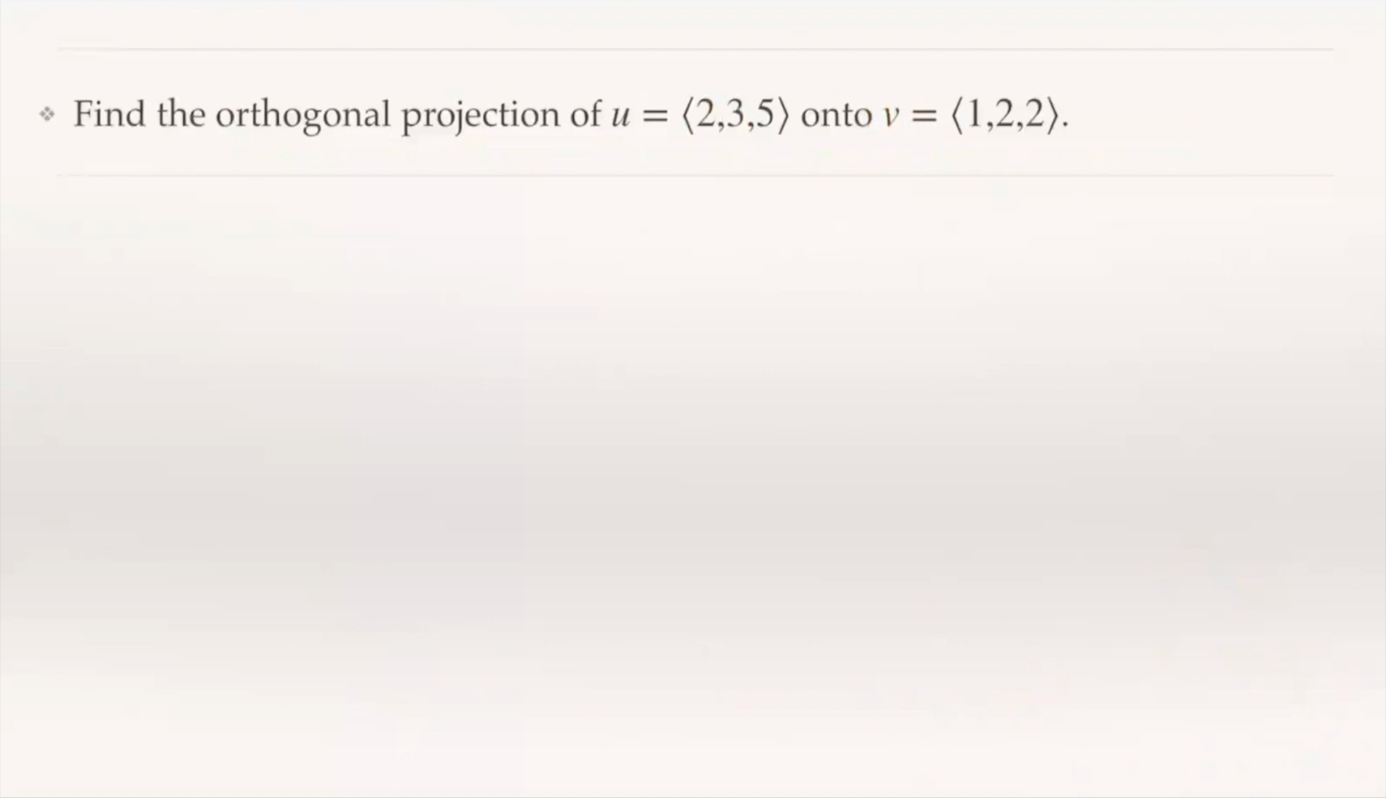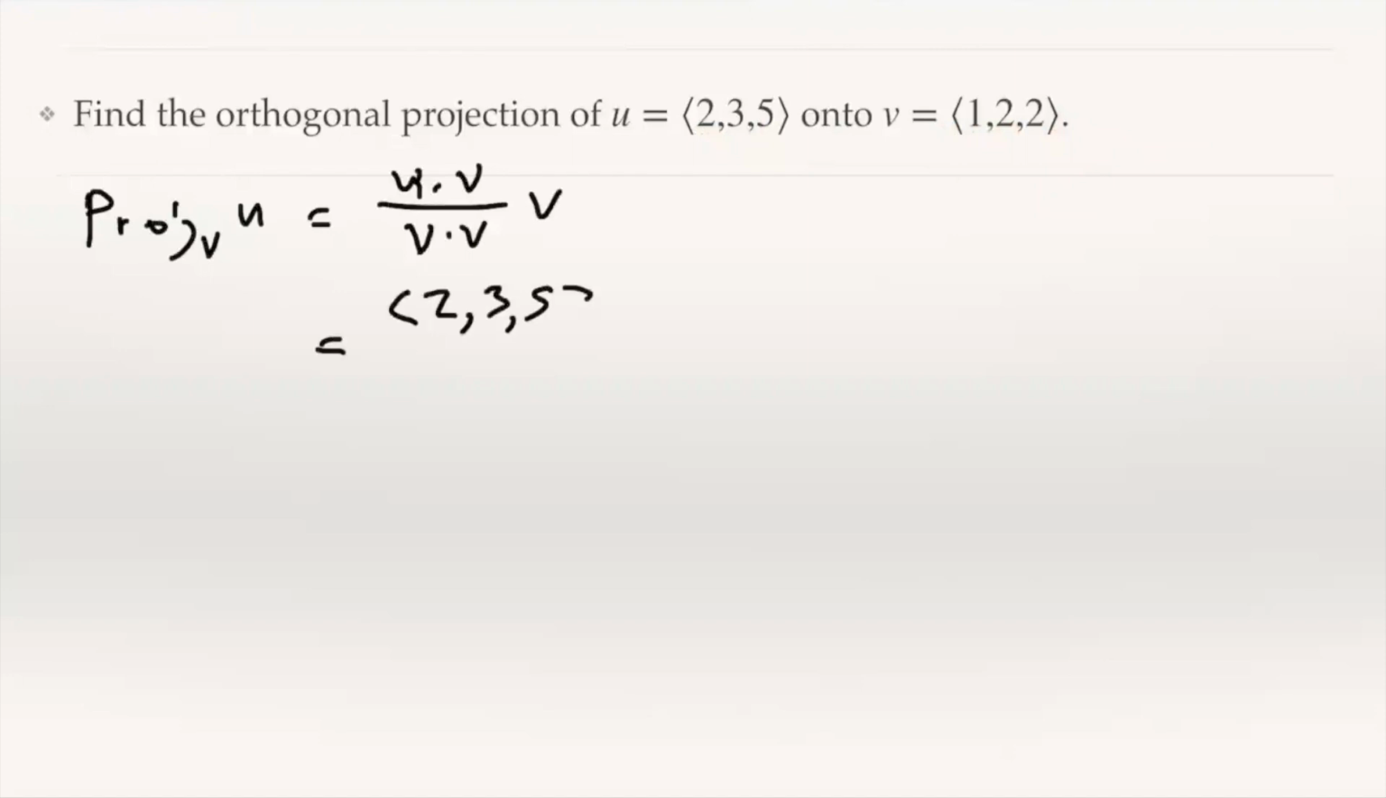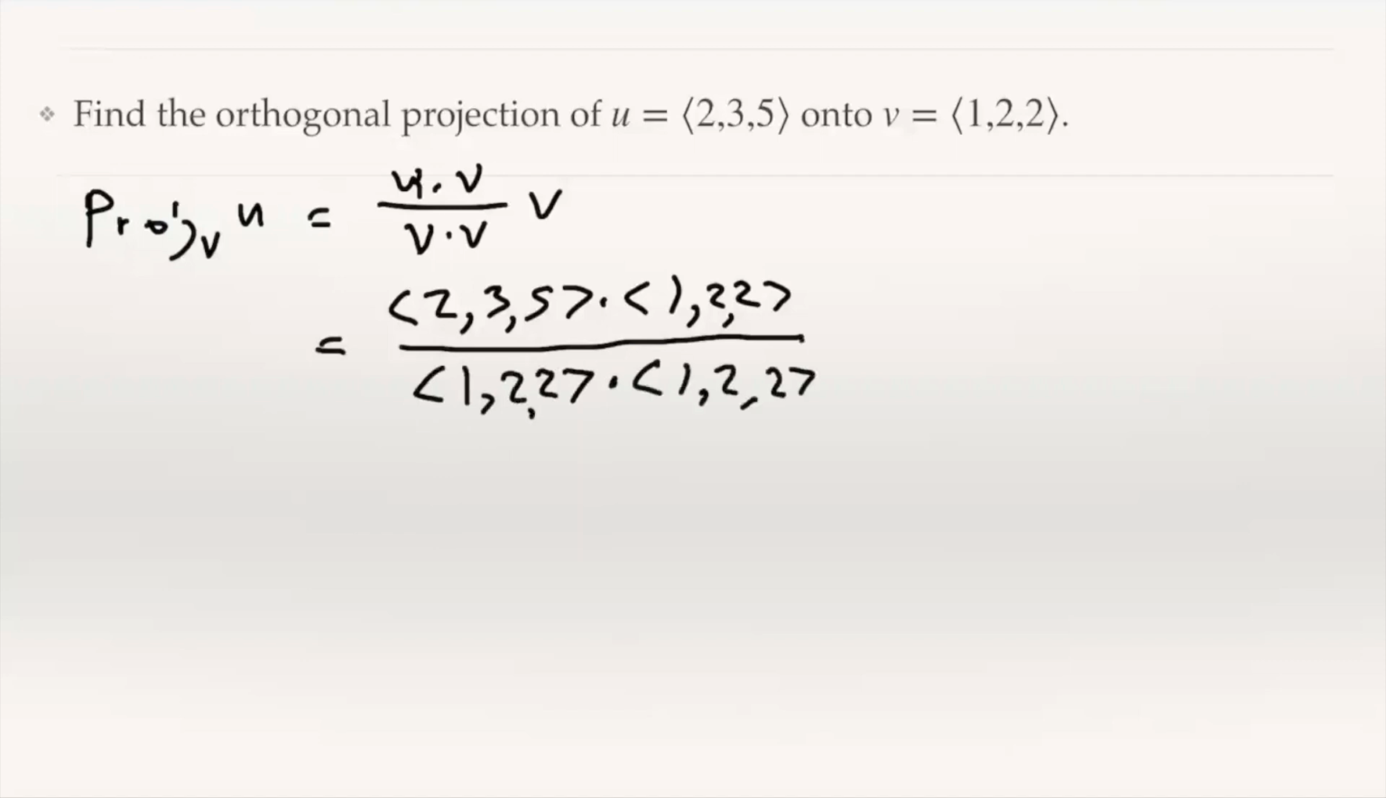So let's do an example. Let's find the orthogonal projection of <2, 3, 5> onto <1, 2, 2>. So we know that the projection of U onto V is U dot V over V dot V times V, and it's just a matter of computing that. Okay, so that's <2, 3, 5> dot <1, 2, 2> over V dot V, that's <1, 2, 2> dot <1, 2, 2>. And notice that this whole guy will be a scalar. The dot product is a scalar, you just get a number out of it. Likewise, this is just a number. So we take that scalar and then we multiply it by V, and V is <1, 2, 2>.